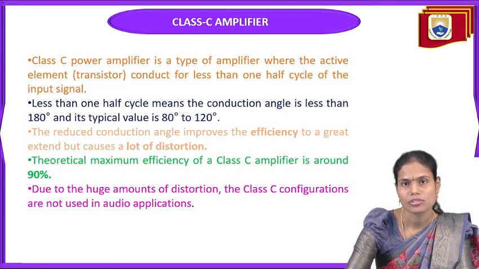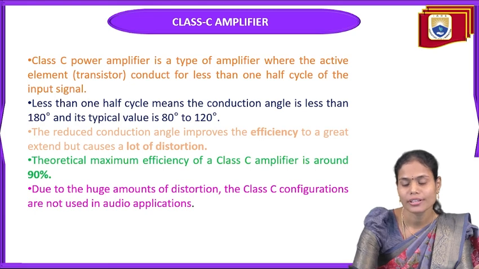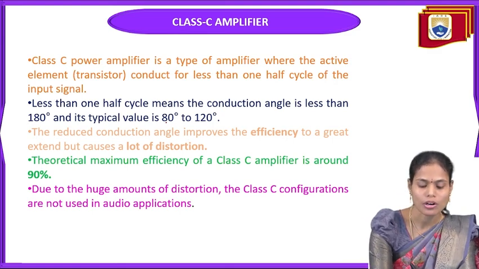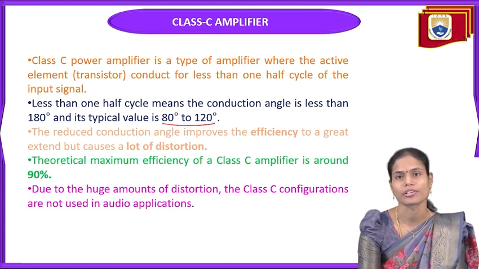And the last classification of power amplifier is the Class C power amplifier. So here in the Class C amplifier, we are taking less than half of the input signal. It is going to utilize less than half of the applied input signal for the conduction. That is nothing but almost 80 to 120 degrees of the signal only is utilized for amplification.